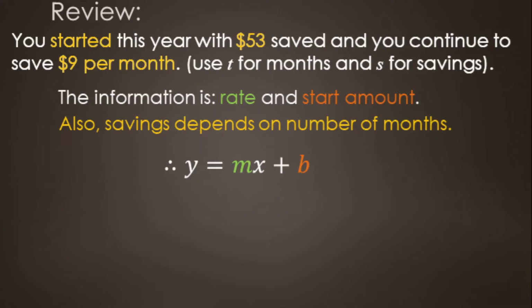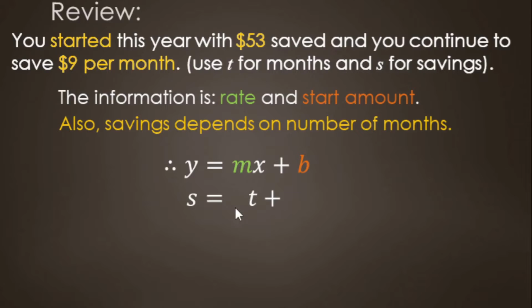Also notice that the savings, how much you have in the bank, depends on how long you've been saving or how many months. So we do have that relationship here as well. So here we go. We're going to go ahead and rewrite this, but instead of the y, that's going to be S for savings. And then the T is going to replace the x for number of months for our independent variable, the time. And then the savings is the dependent variable.